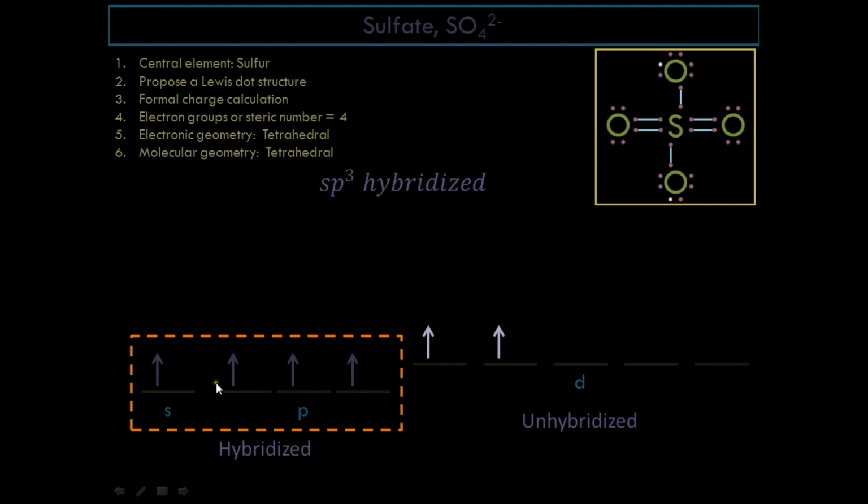So these 4 sigma bonds hybridize. So this hybridized orbital, the electrons here are involved in sigma bonds. The electrons in these unhybridized orbitals are involved in pi bonds that form the double bonds with these 2 oxygen atoms. Alright, so there you go.